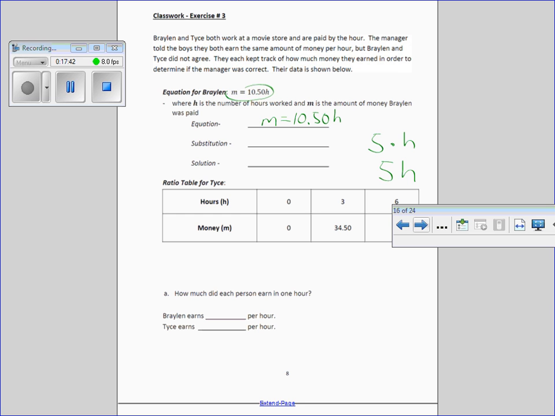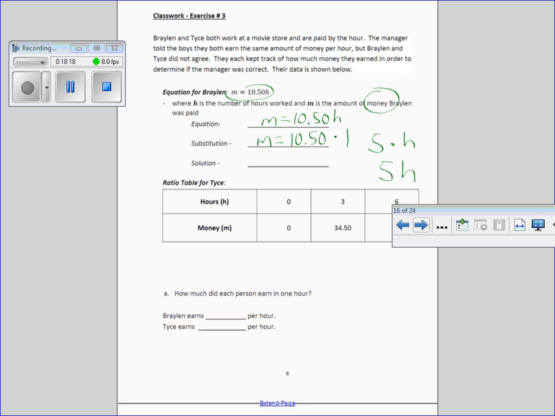To figure out how many dollars, right? M represents money. So after 1 hour, let's figure out what Braylon makes. We're going to substitute. Now look, I have to put the dot back in again when I substitute the number 1. Everybody multiply that and figure out how much money per hour he makes.